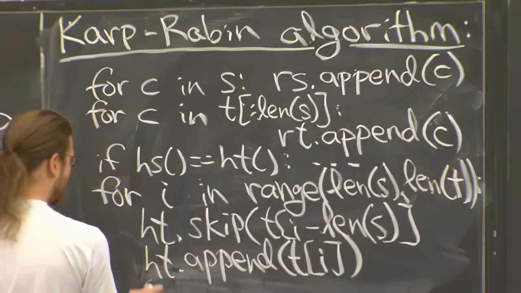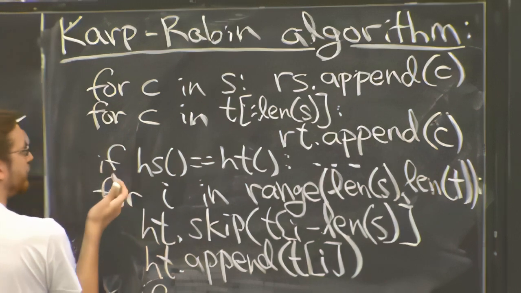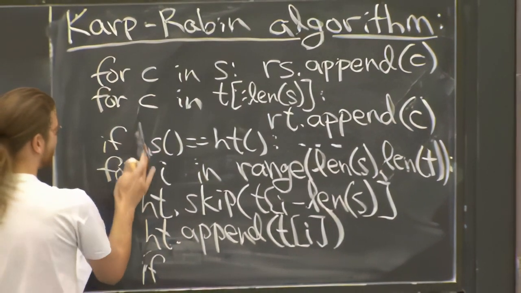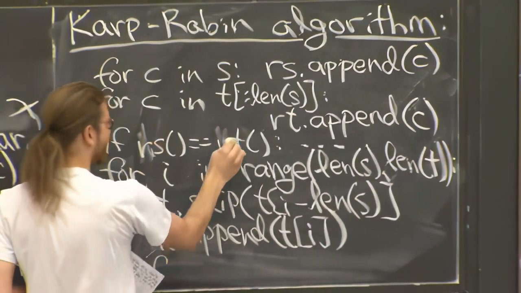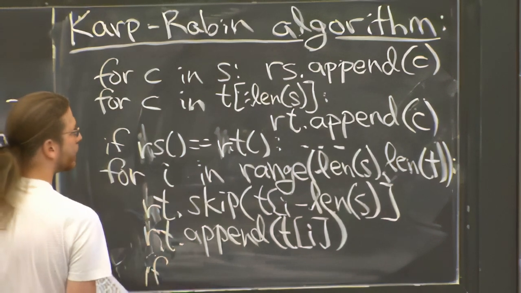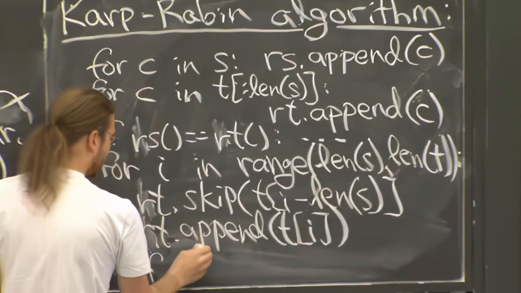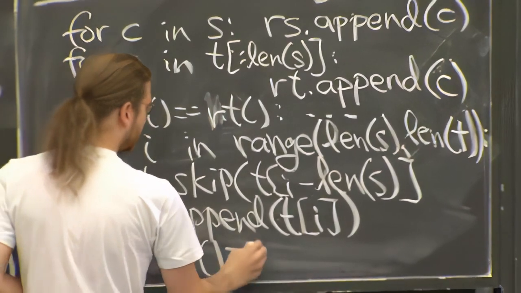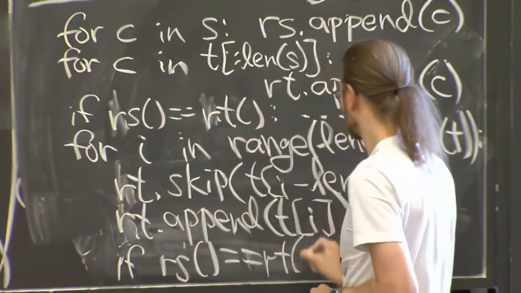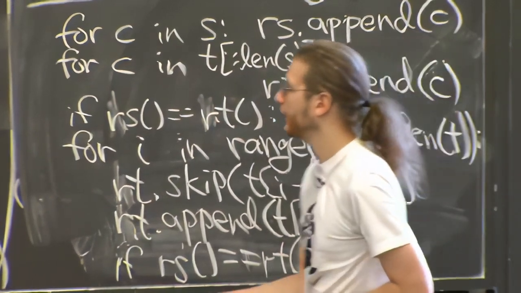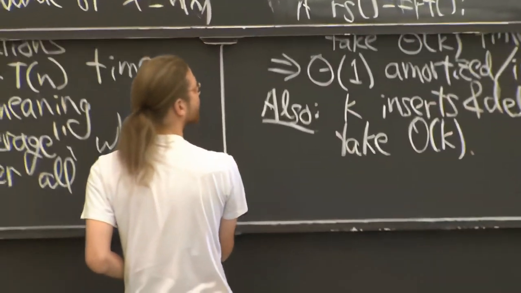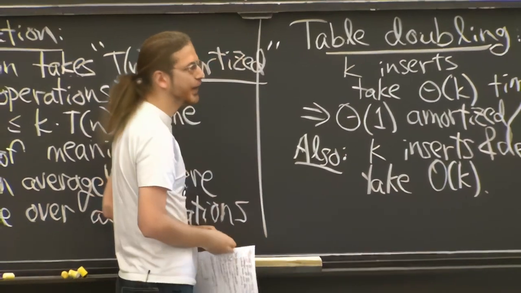And then after I do that, I don't change rs, because that's fixed. Sorry, in my notes I have h. I've been switching to r, so all those h's are r's. Sorry about that. So then if rs equals rt, then potentially that substring of t matches s.